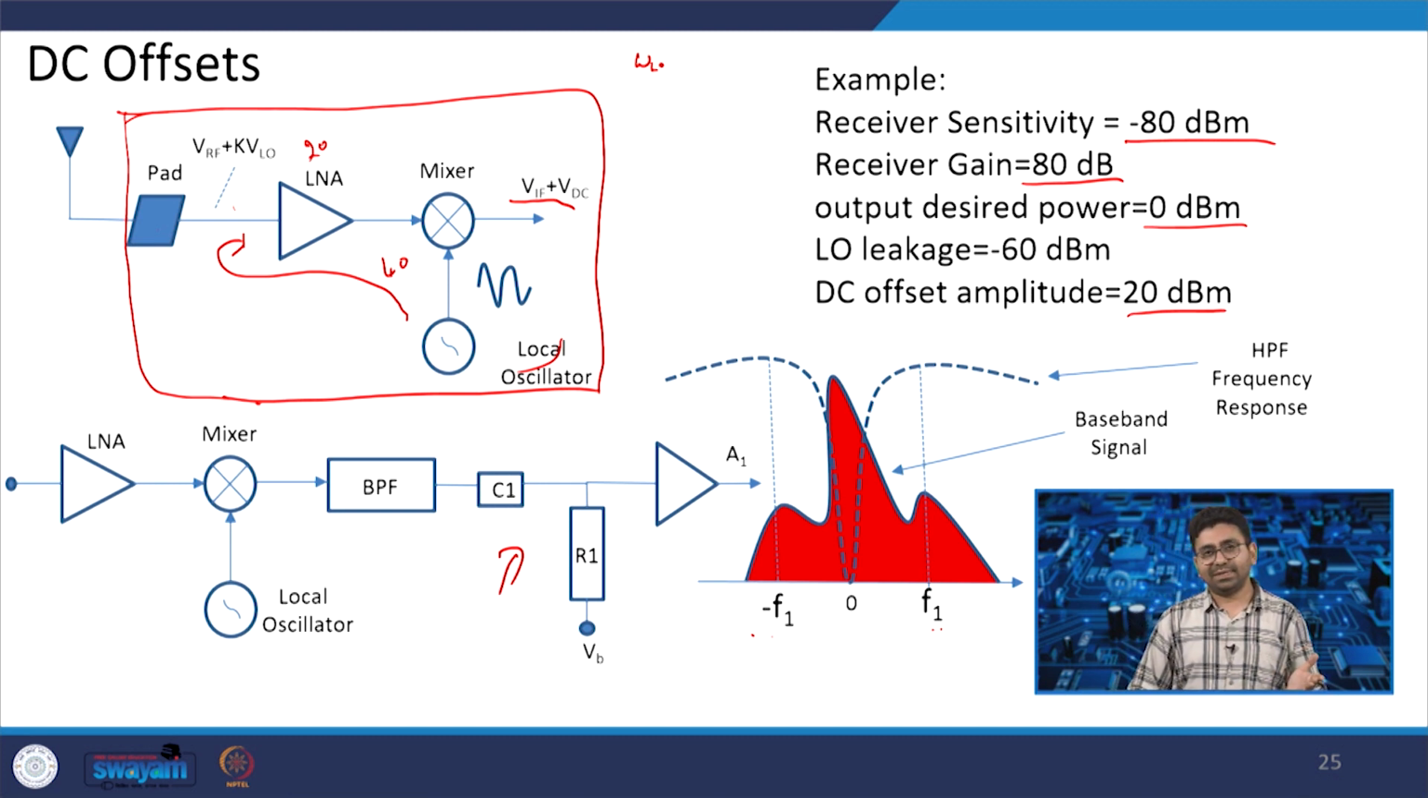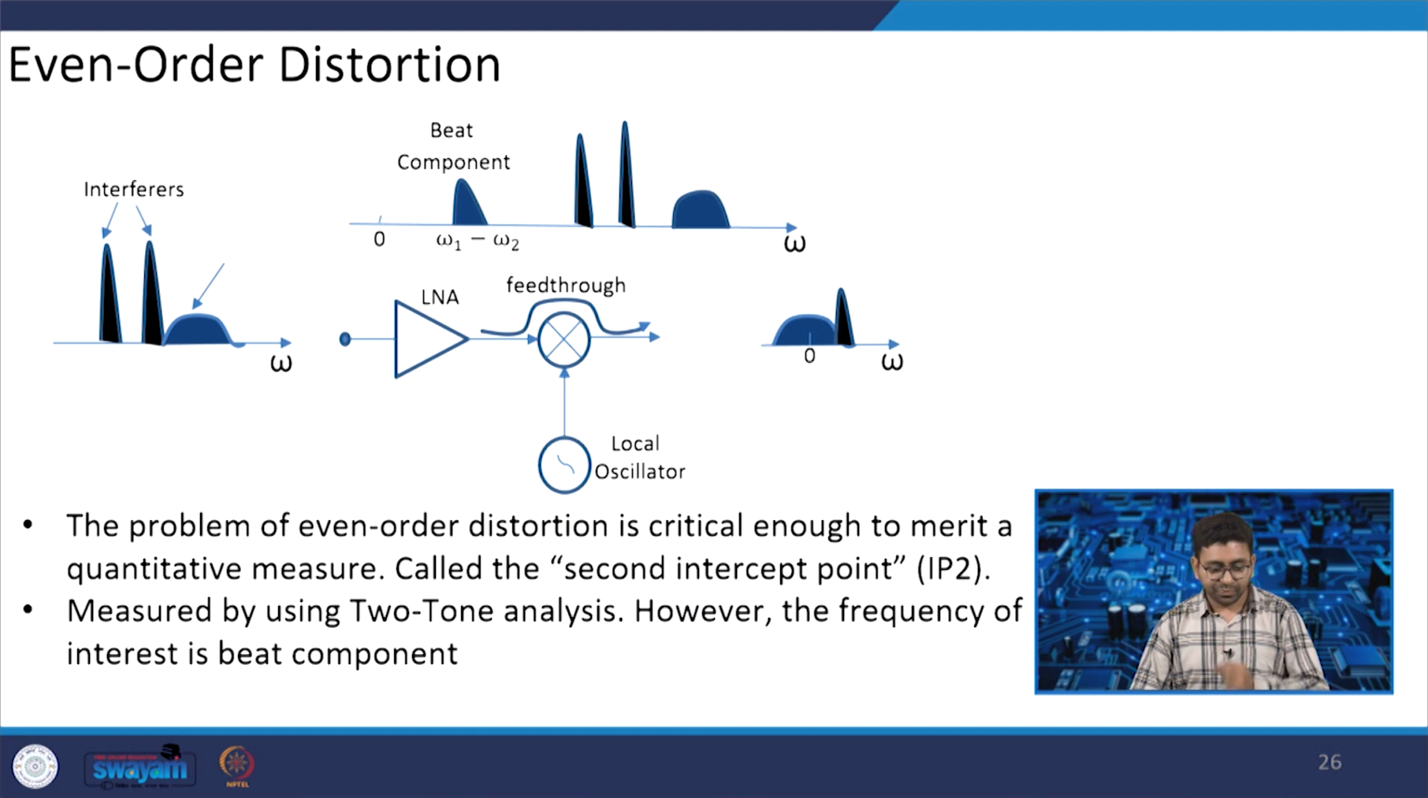There are various techniques that can be used to remove this DC offset, but this is a very significant problem for the direct conversion receiver. Then there is the problem of even order distortion. In even order distortion, we have already seen one problem: if there is a half IF issue, if there is a blocker at the half IF frequency, then the second order might create a problem.